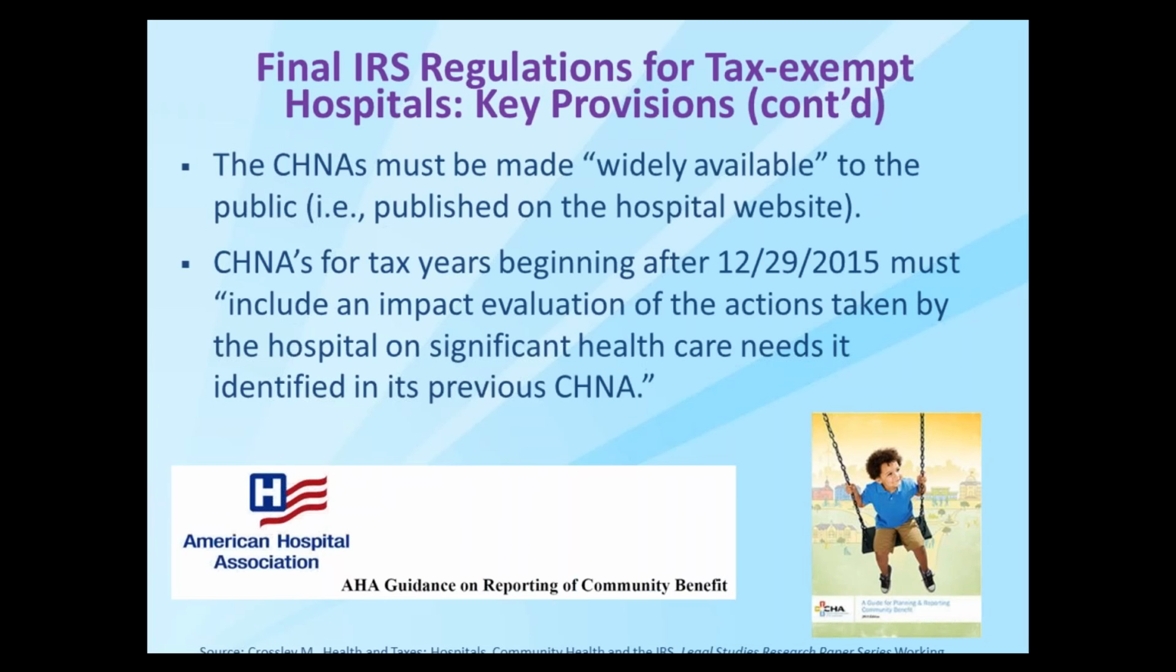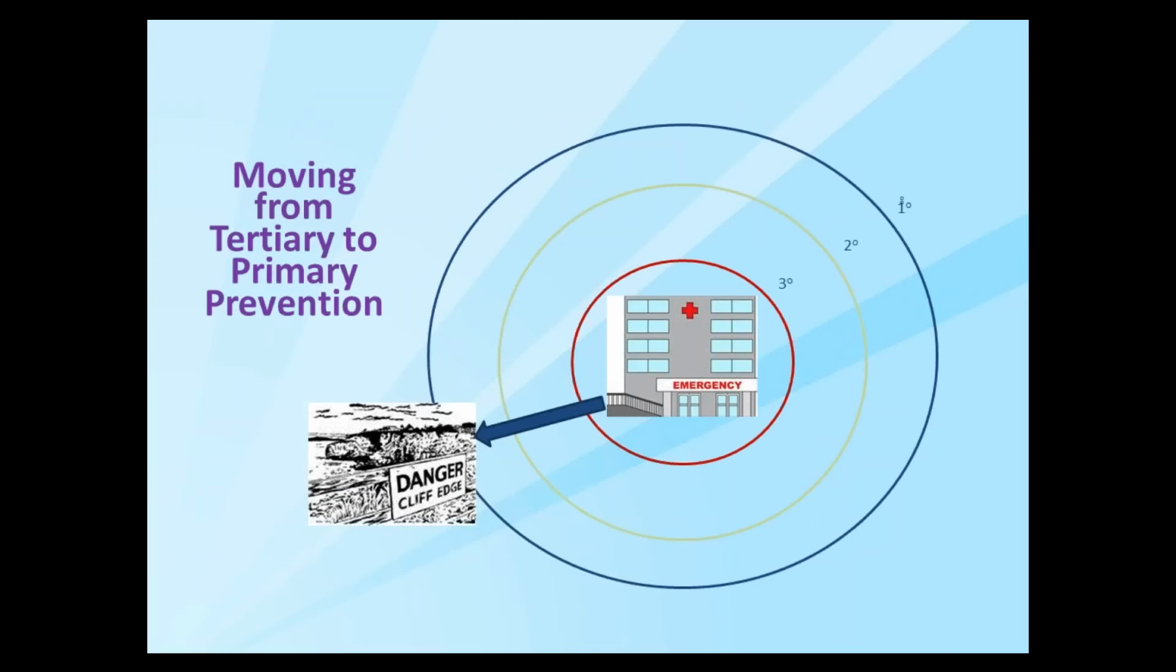Next slide. This is particularly challenging because many hospitals are used to working in tertiary prevention. And what we need to do as part of working in the community is move towards secondary and primary prevention. Secondary prevention, such things as screening; primary prevention, things like preventing obesity. These are big challenges for all of us.